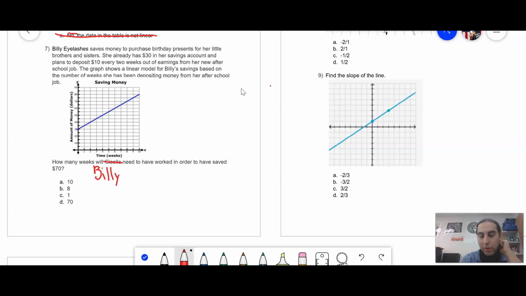in order to have saved $70, okay? So you see how she starts at $30 right here? And then she adds $10 every 2 weeks. So up 10 is 40 bucks over 2 weeks. Up 10 bucks over 2 weeks. You get the idea. So when does she have saved 70 bucks? Check it out.